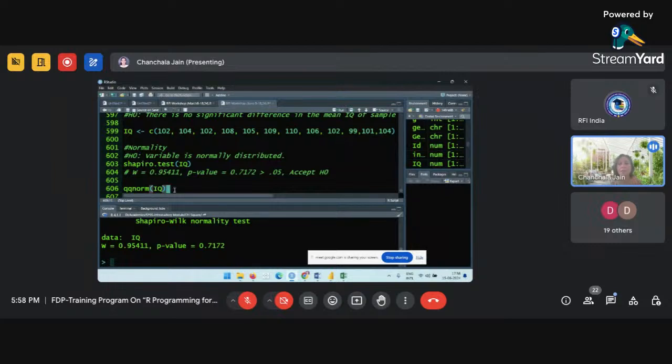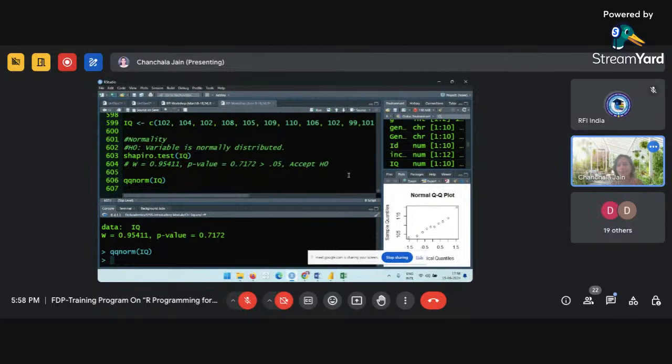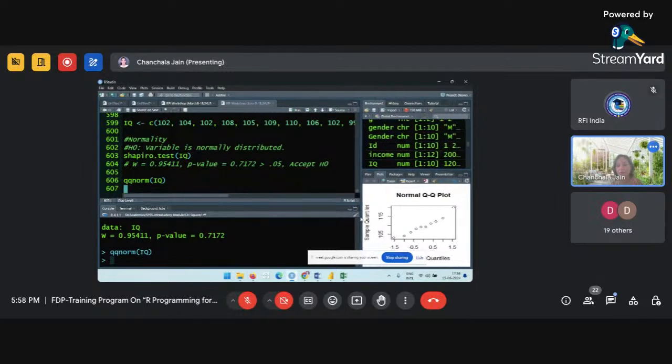This will make a diagram for you. Normal QQ plot diagram will be made for us by the R. So I'm pressing Control Enter. I think you can see, visible to everyone. I hope visible, friends. Yes, ma'am.